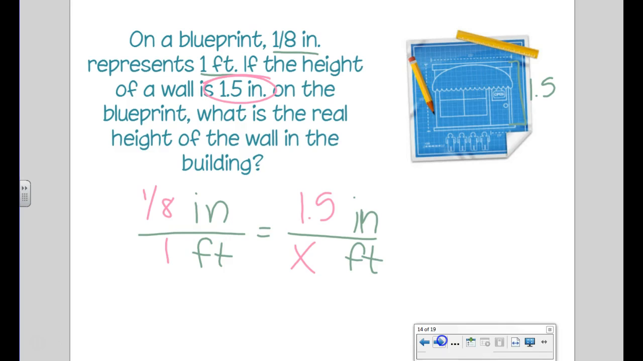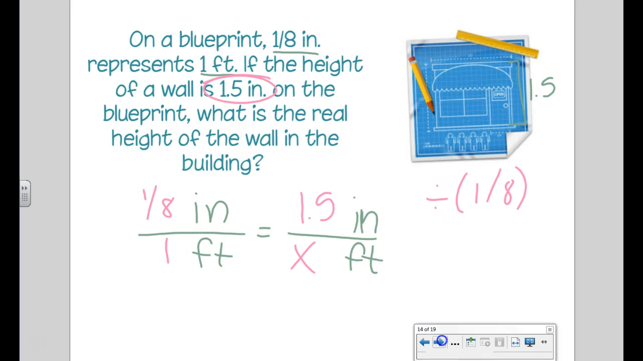How tall is it? Cross multiply 1.5 times 1, which is just 1.5, divided by 1/8. Be careful when you divide. You need to put that 1/8 in parentheses to protect it. We protect our fractions. We protect them with parentheses.